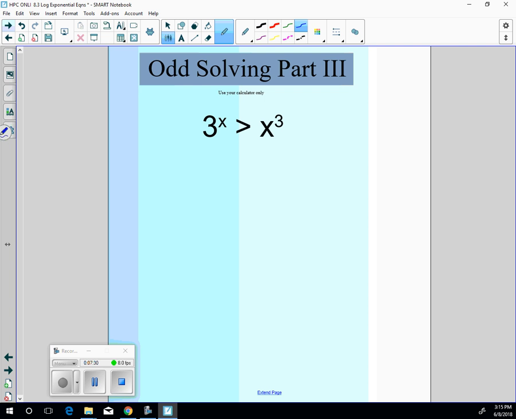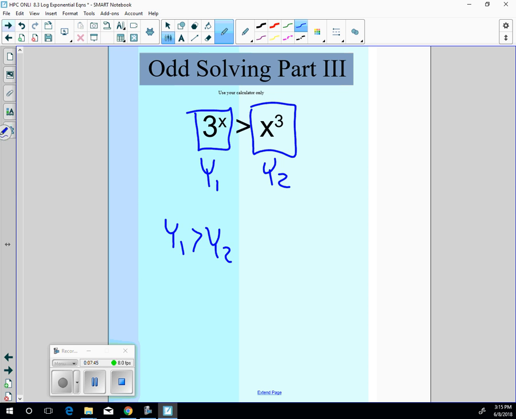Now they're just getting nasty. But no problem for you, because if you can't use any of those techniques, call this y1 and this y2 and just see where y1 is bigger than y2. Graph those. Put those in your calculator and say y1 is equal to 3 to the x, y2 is equal to x to the third. Put it in your calculator and see what places y1, 3 to the x, is bigger than x cubed.